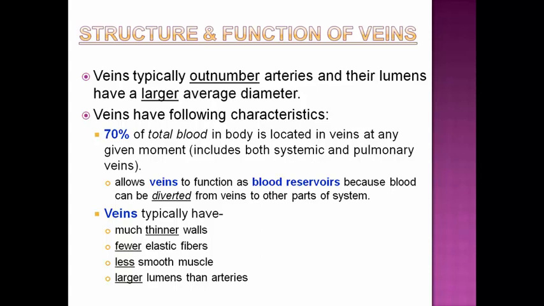Notice with veins, as their major characteristics and structure, we've already said they have much thinner walls and the tunic layers are much thinner. They're going to have fewer elastic fibers because they're not under very high pressures. They're going to have less smooth muscle, so they're not going to be so much involved with vasodilation or vasoconstriction, which we call vasomotor tone. And we know that their lumens are larger than arteries, and we already said earlier that they're going to outnumber arteries.